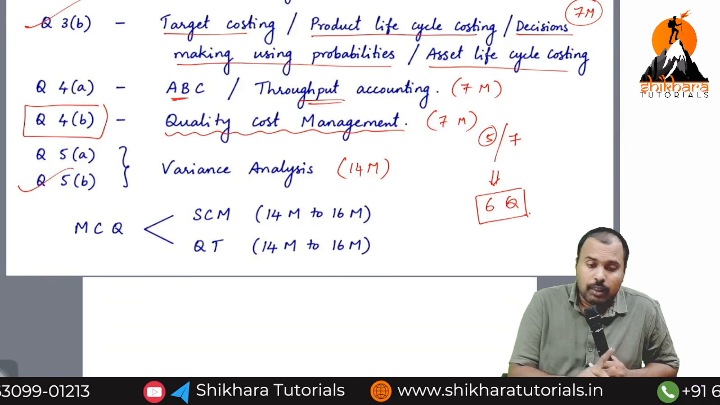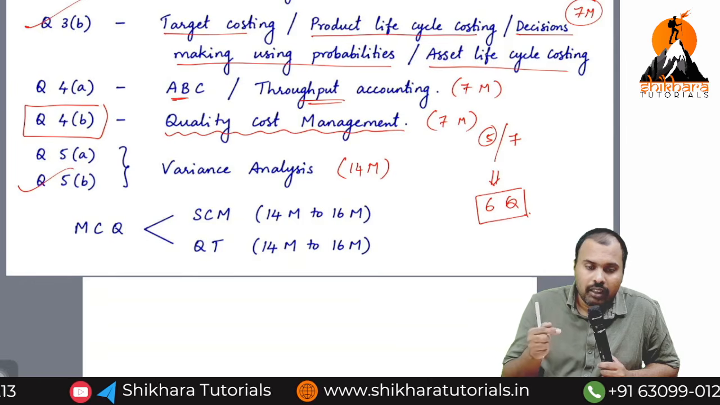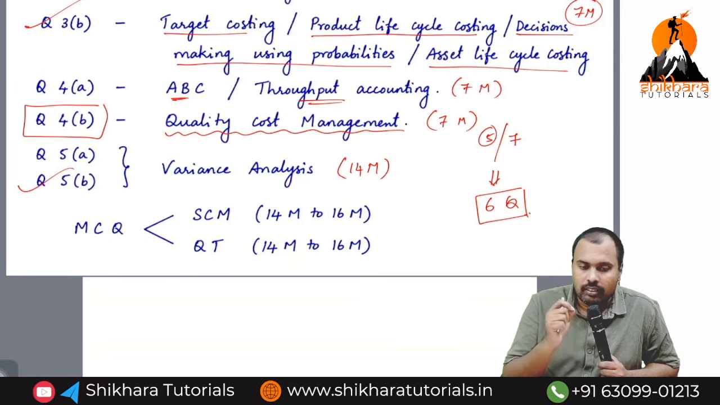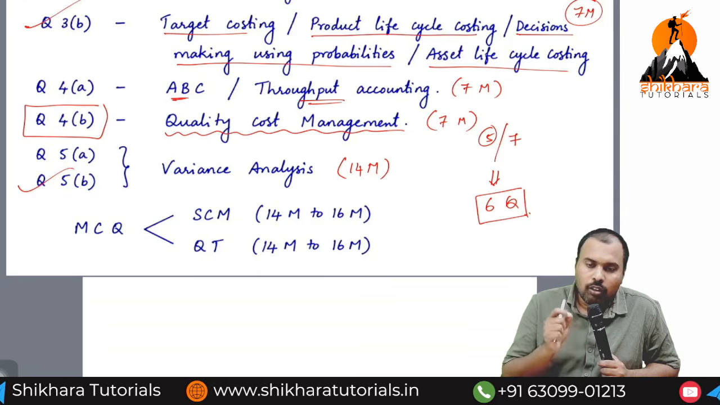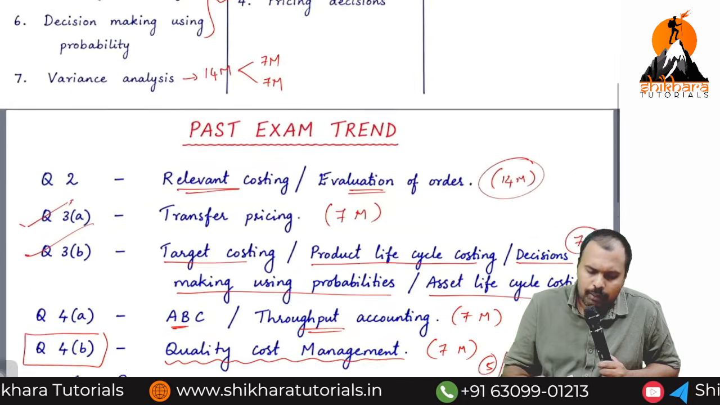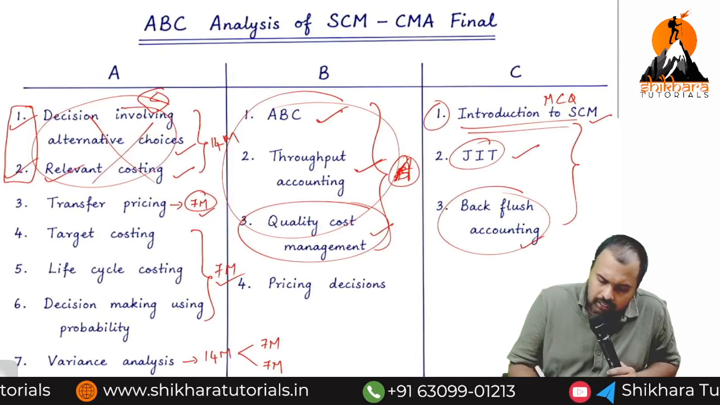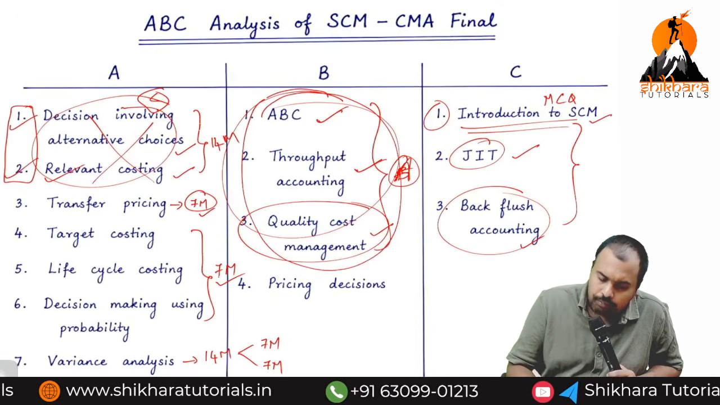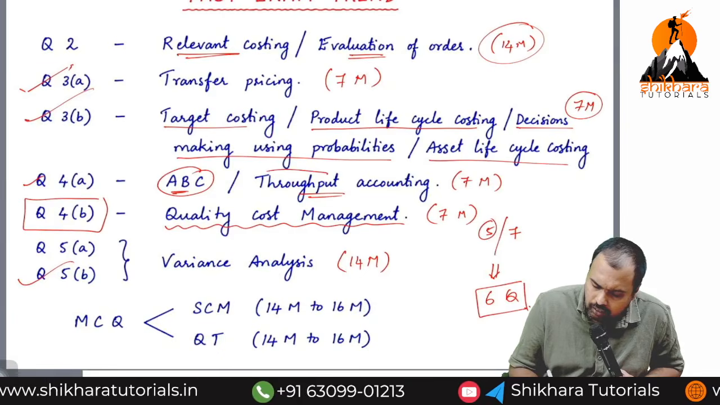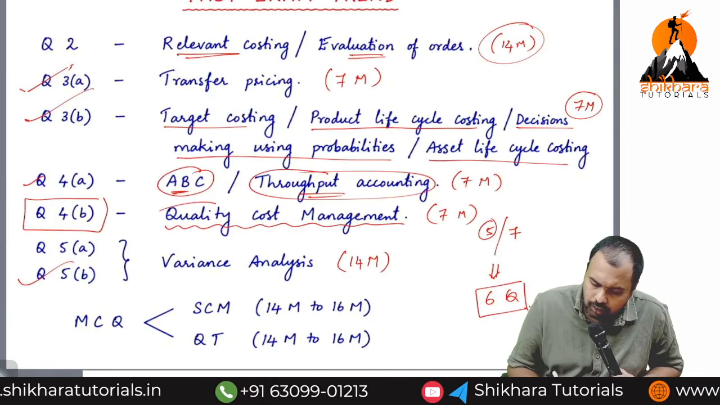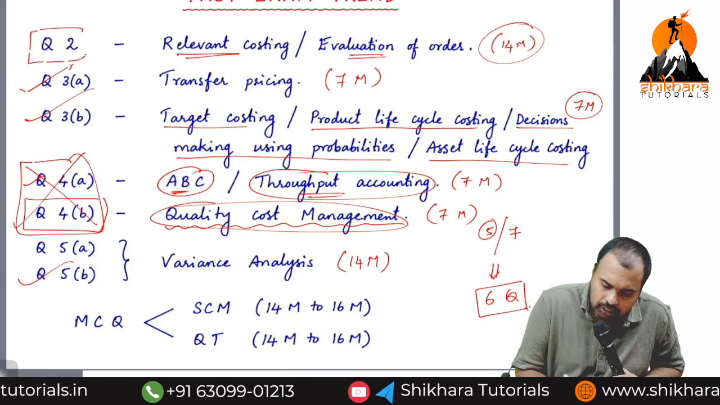But in the last attempts, if you see the question paper, the questions they framed from QT are a little bit different and a little bit difficult also. Understood, right? So we should not rely on QT thoroughly, so that maximum you can take one choice question from SEM. Either you have to take ABC, throughput, or quality cost management. For 4A, the question will be from either ABC or throughput accounting, and 4B, quality cost management. Either you take this question as a choice or take that question as a choice.